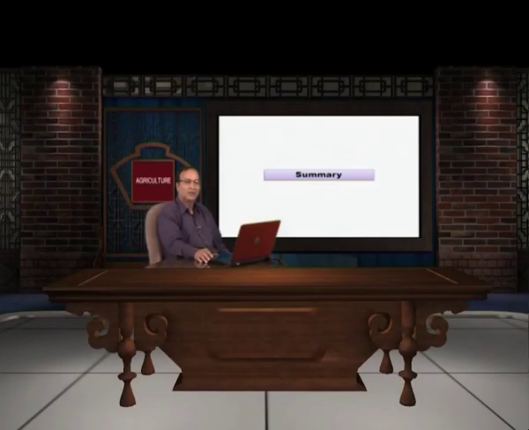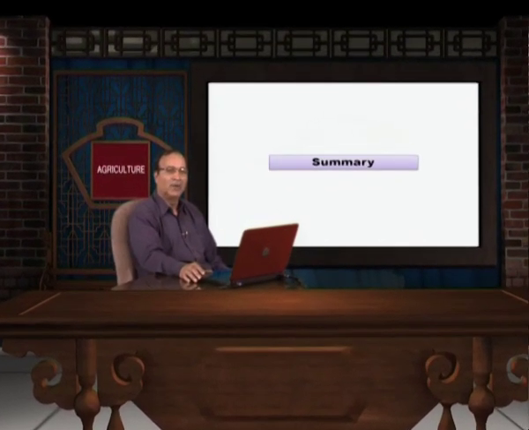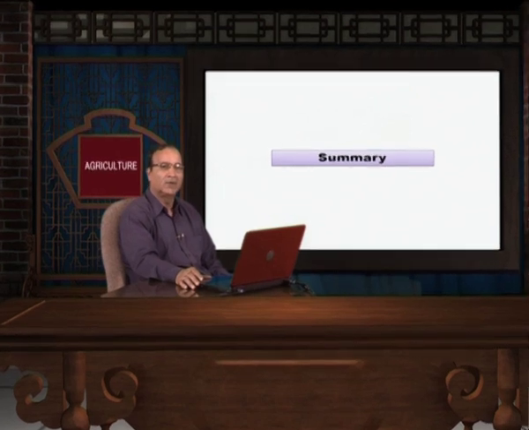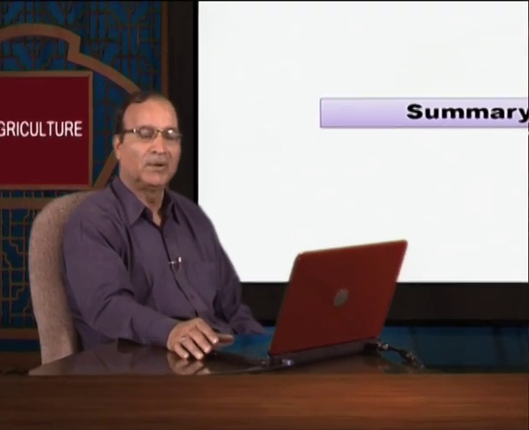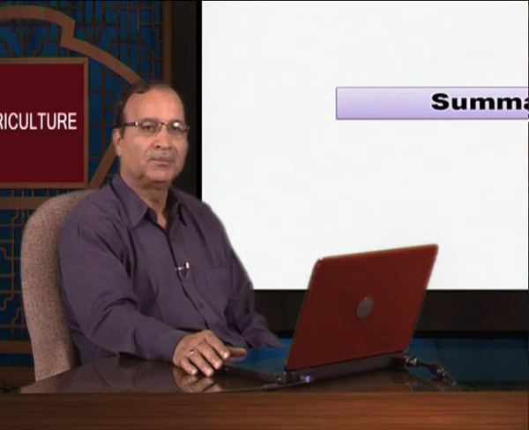Today we have discussed the sense organs. Though there are many types of senses present in insects, we have discussed the details of the sense organs which are used for detecting light, or the sense organs used for vision, where we discussed the simple type of eyes and the compound type of eyes, and what structures we encounter in the two types of eyes. The details we have seen through the diagrams.